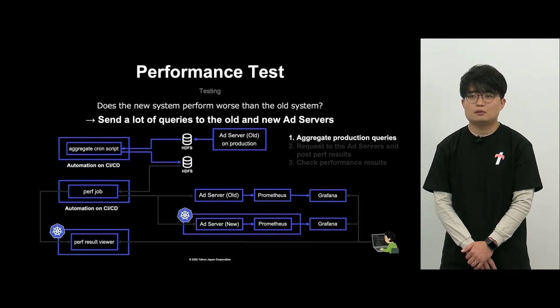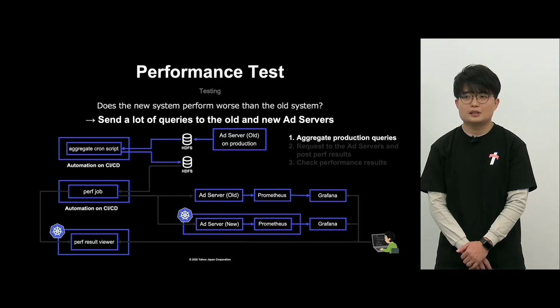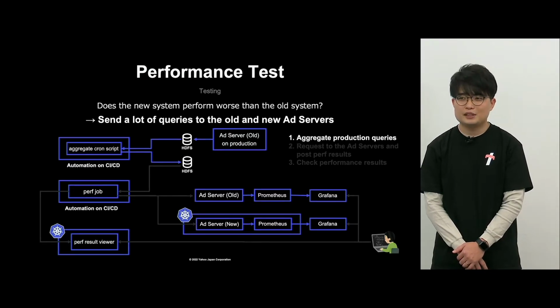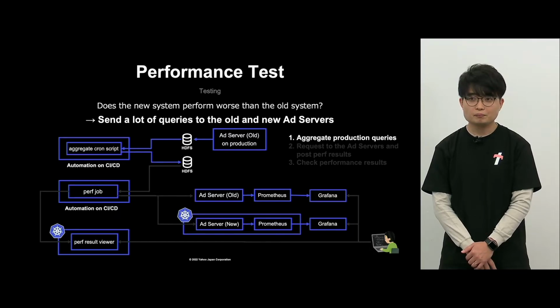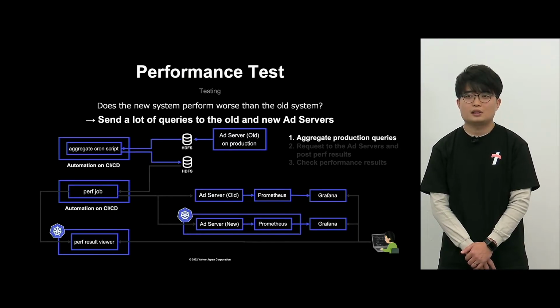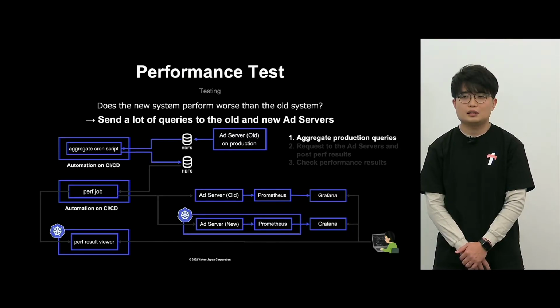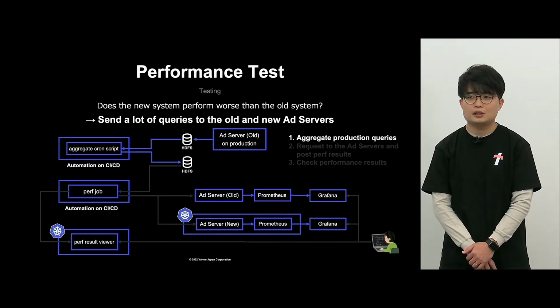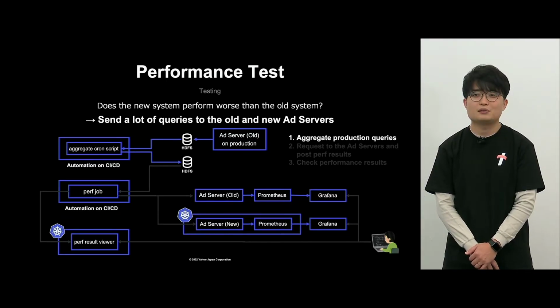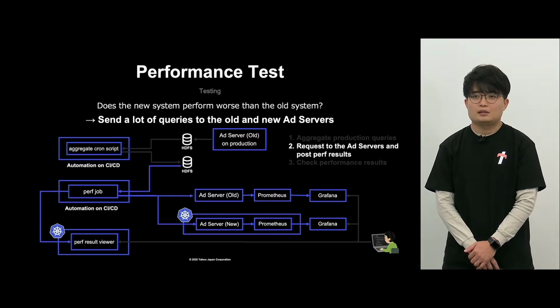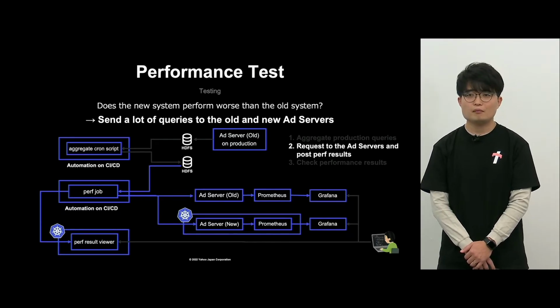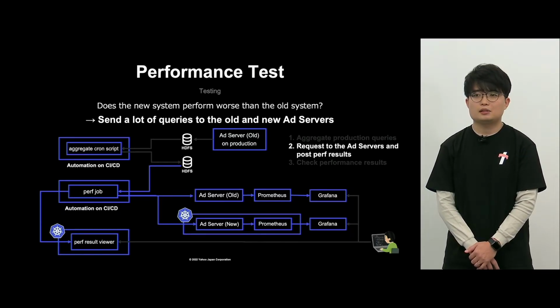First of all, the access log of production of ad server, which is the old system, is accumulated on HDFS. Within this access log, it contains queries. So with CI/CD job, we need to collect them on a regular basis and store. Next, perf job will get a query, and the old and new system of ad servers will receive a request, and that will add load.